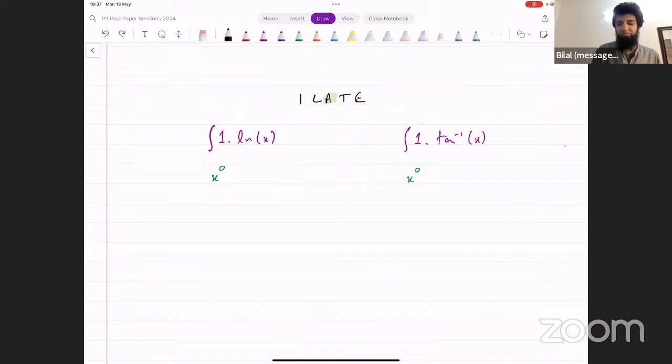So what we do is we treat ln and tan inverse as u in these cases, and 1 as v dash, and then we can integrate it. Okay. Is that all right? Does that answer your question?